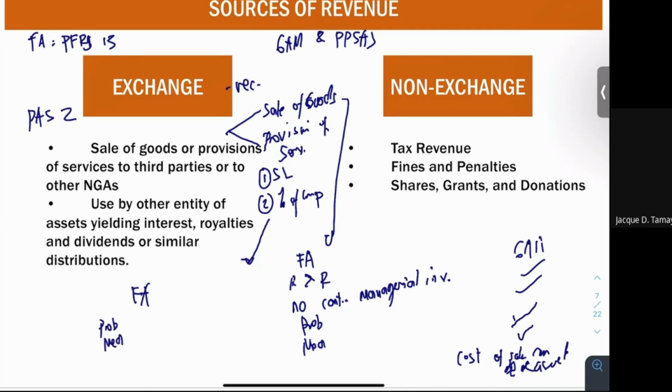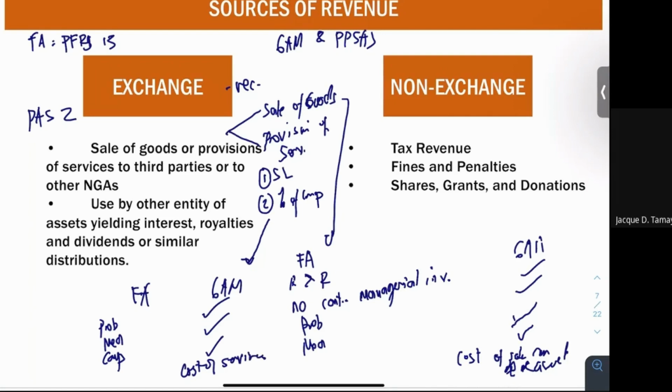Aside from probable and measurable, as to the completion of the transaction, that's how we measure it. But under GAM, aside from the three, probable, measurable, and the process of completion of the service, we still measure the cost of services. Okay?